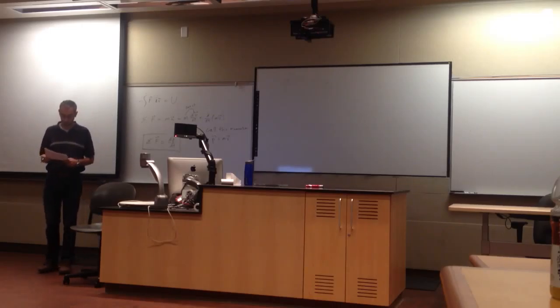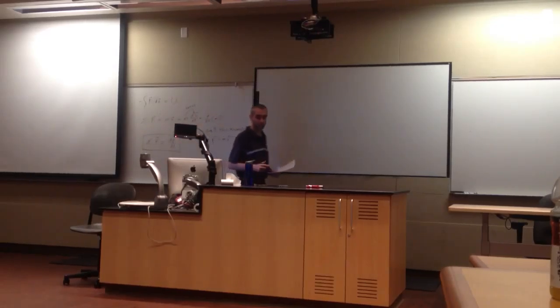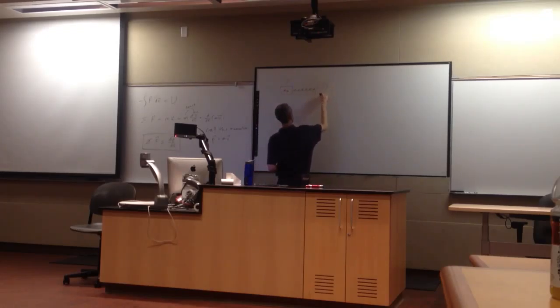What does Newton's third law essentially tell us? Newton's third law is that for every force, there's always an equal and opposite force, right? So this becomes pretty interesting. Let's draw a simple example here. Let's imagine that I just have two masses that are connected by a spring.